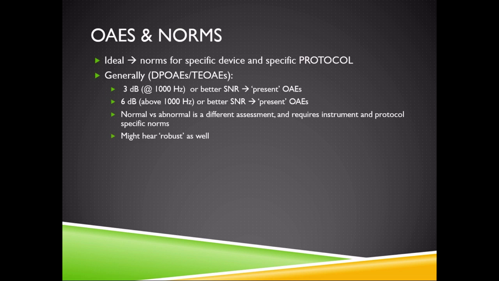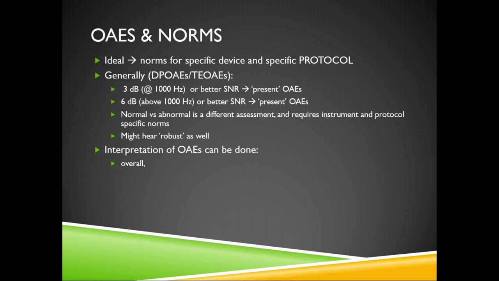Sometimes you'll hear people talk about otoacoustic emissions as robust. That's when, as an example, an OAE has a measured SNR of 20 or 25 dB. 6 dB is present, 20 or 25 is robust. That is a very healthy OAE.